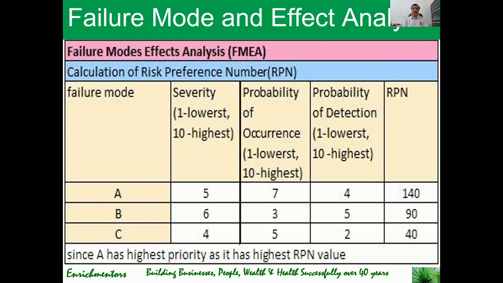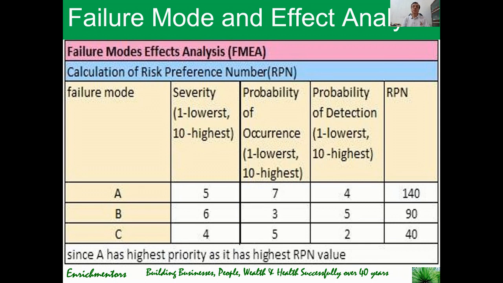And then you arrive at what is called RPN, risk priority number. So you get, for each of them, a multiplication of the severity, probability of occurrence, and probability of detection. Like 140 is arrived at by multiplying 5 by 7 by 4. And the failure mode that has the highest RPN is the one that you need to focus on.